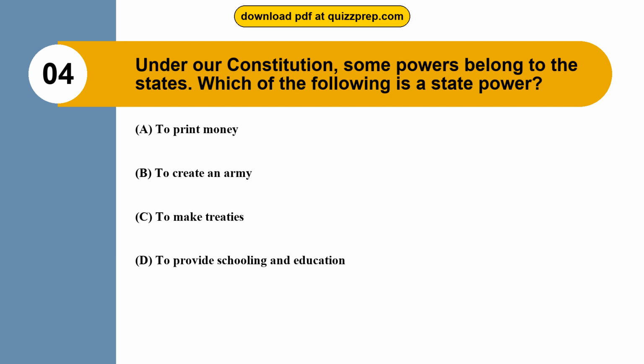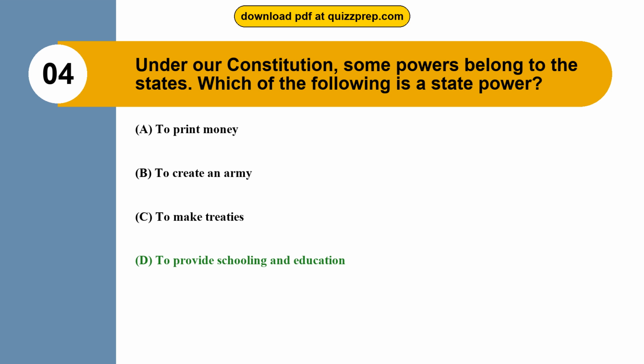Question 4. Under our Constitution, some powers belong to the states. Which of the following is a state power? Option A. To print money. Option B. To create an army. Option C. To make treaties. Option D. To provide schooling and education.